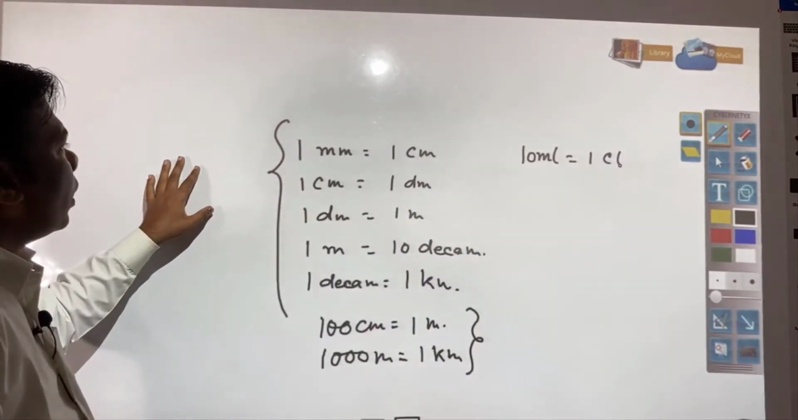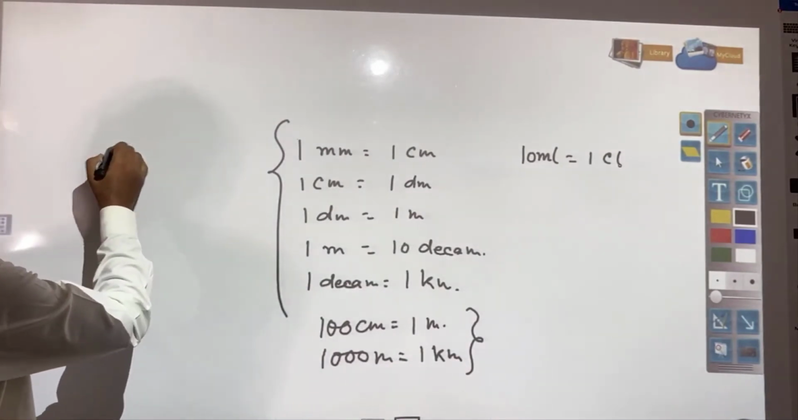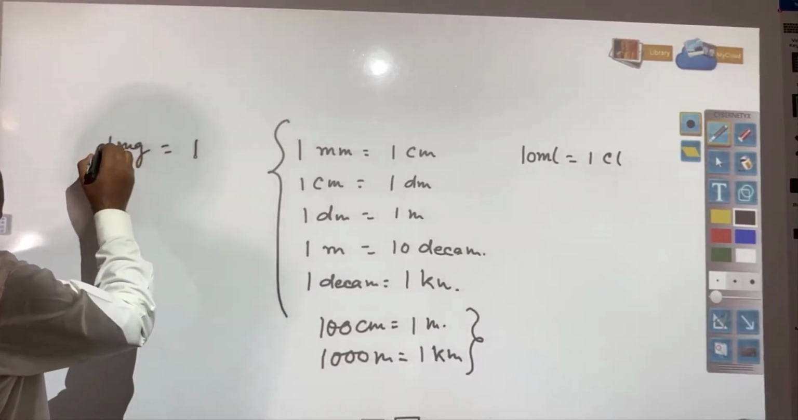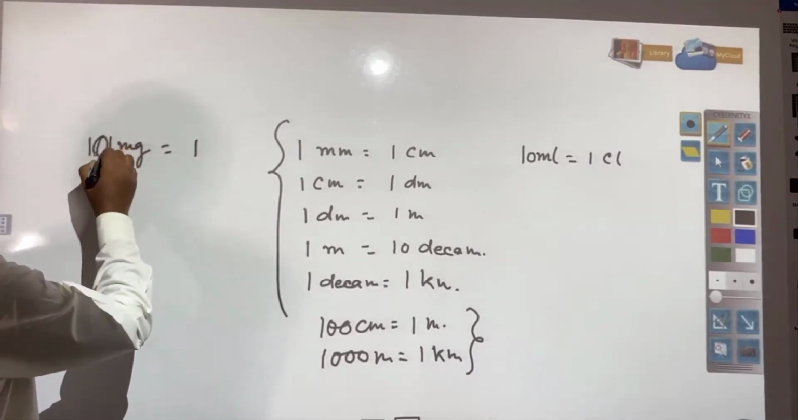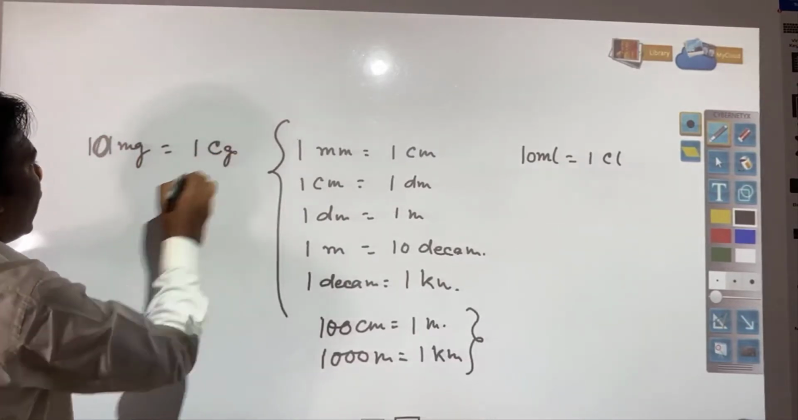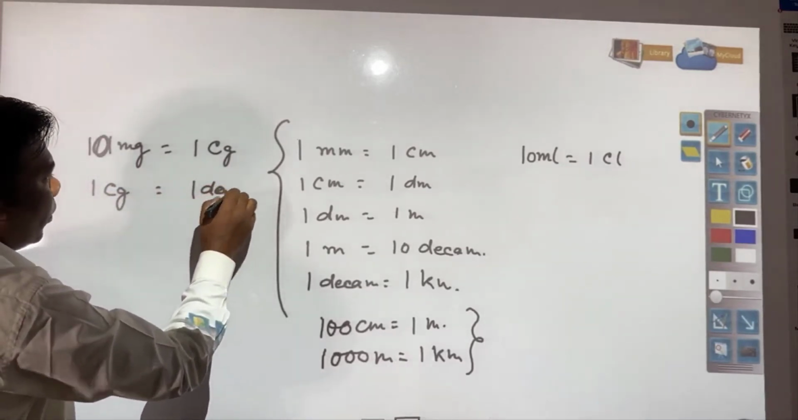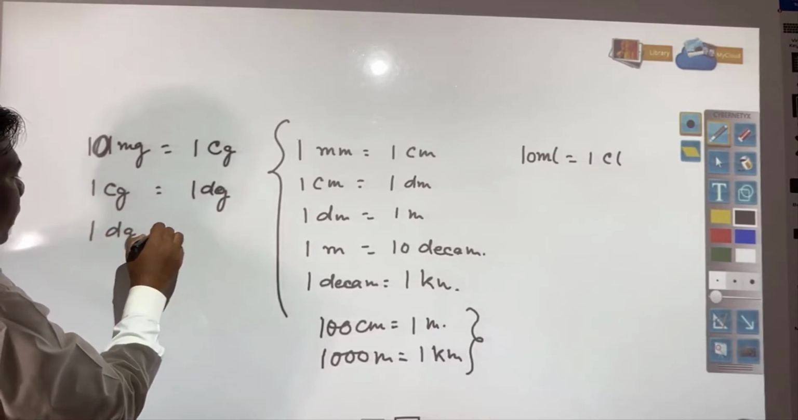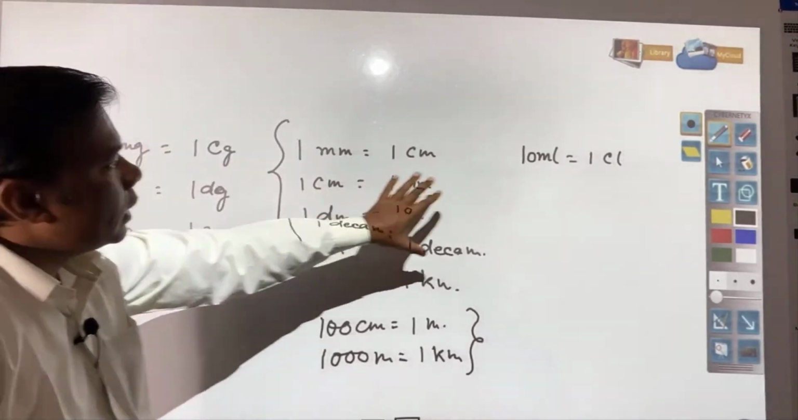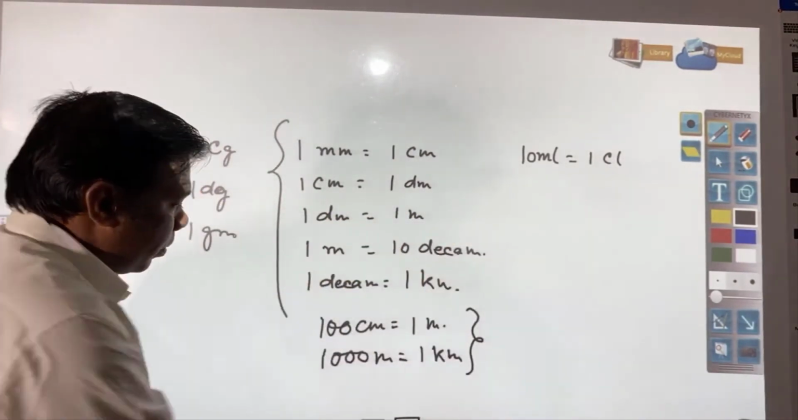And even for weighing, if you want to know, that will be 1 milligram. 10 milligram will be equal to 1 centigram, and 10 centigram will be equal to 1 decigram, and 10 decigram will be equal to 1 gram, and so on. So these three things are there, very important for measurement. You must know and you must remember.